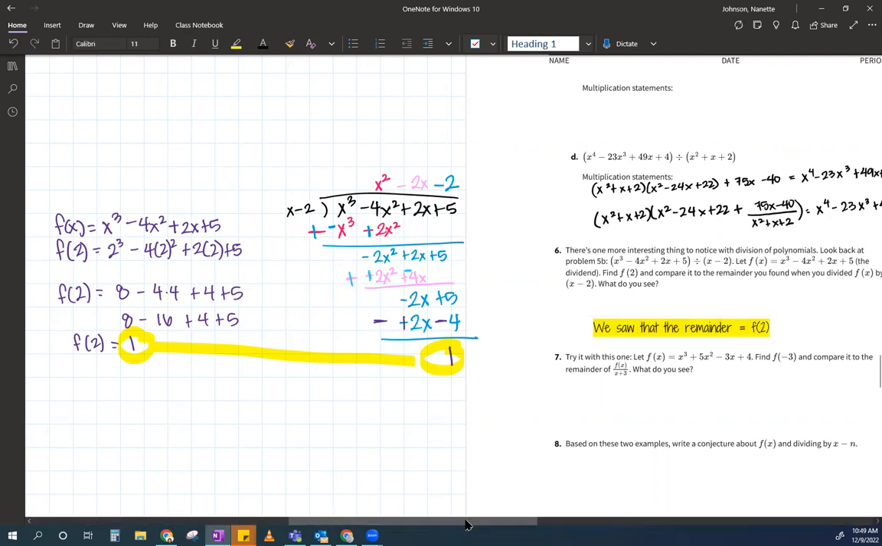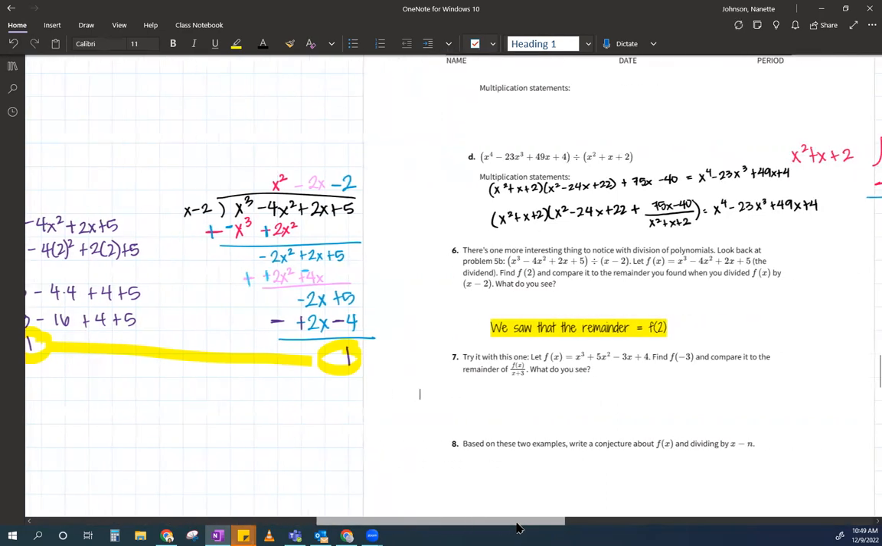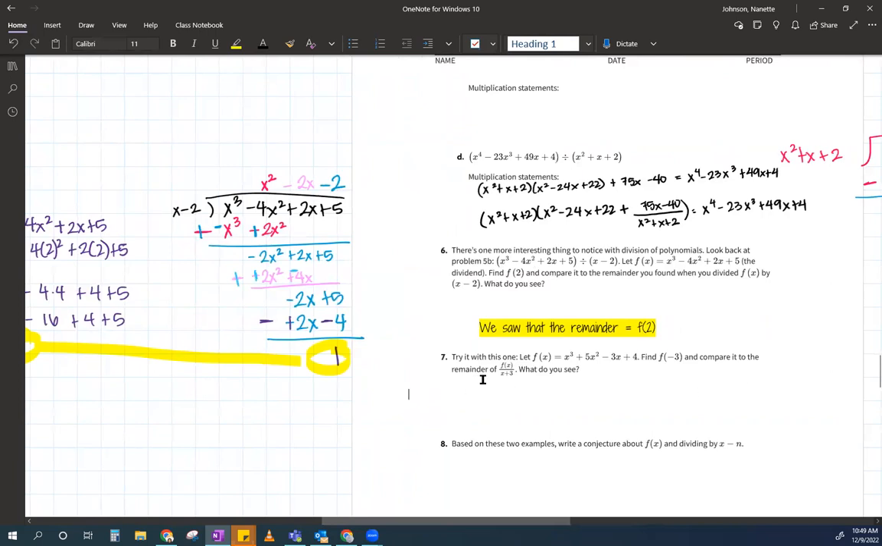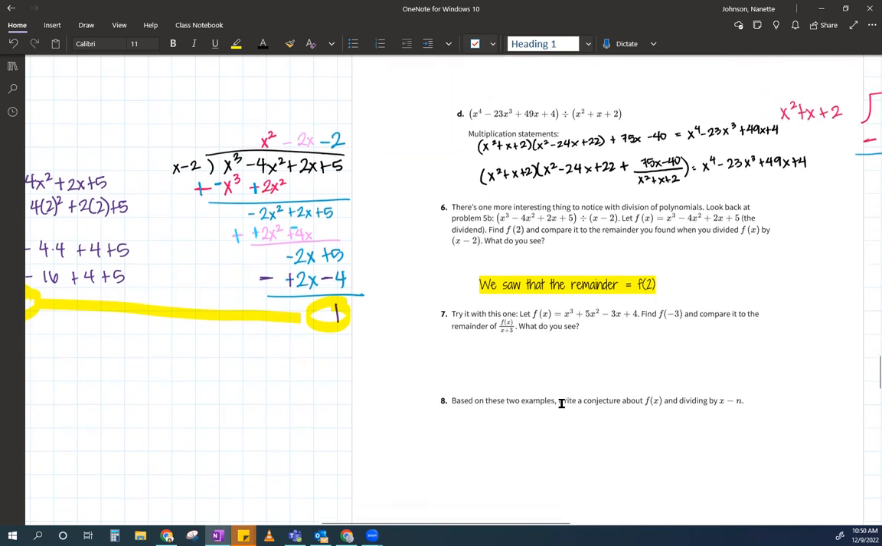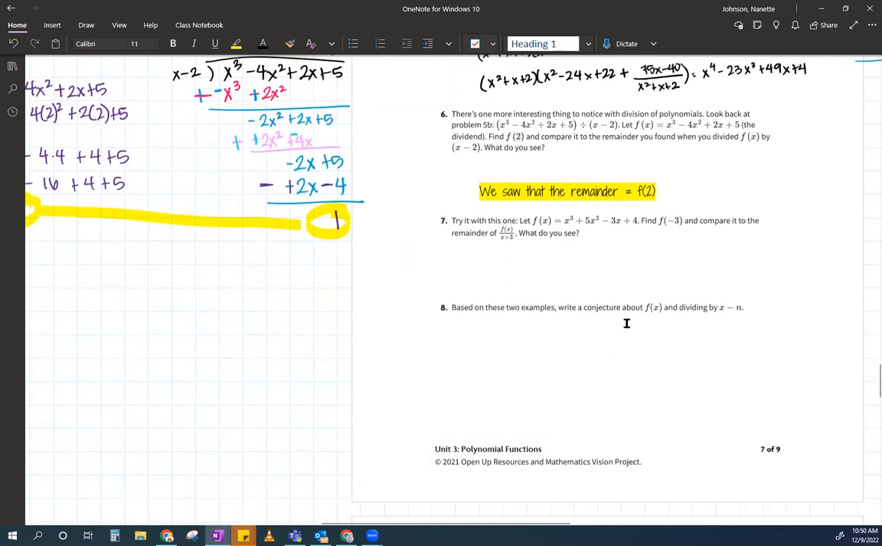Okay, then they want you to try it with another set and then compare it to f of x over x plus 3. So what do you see? And then guess what you're going to see? Everyone says what? They're the same. Exactly. So based on these two examples, we're going to say that the remainder is based on that function.